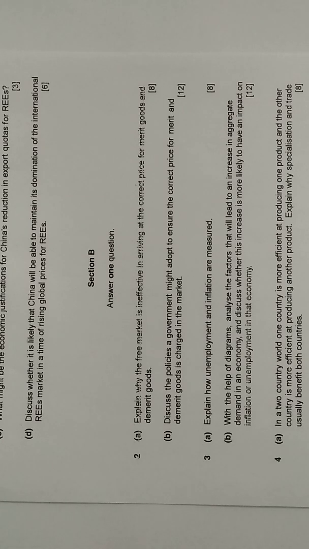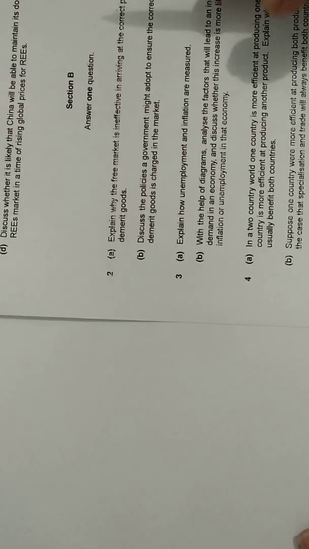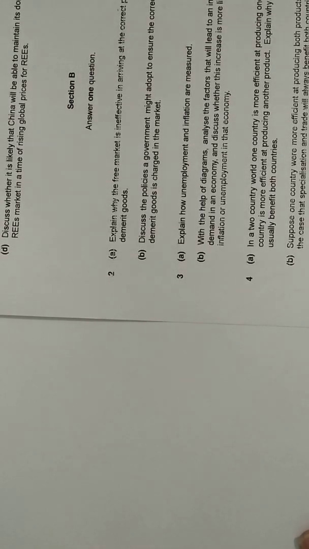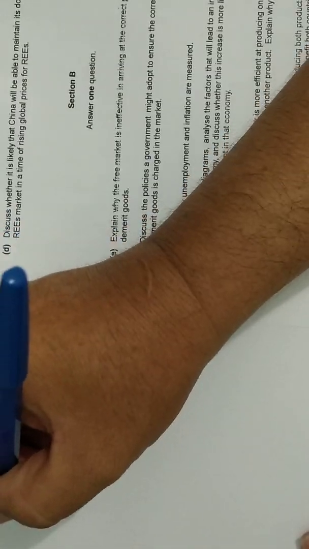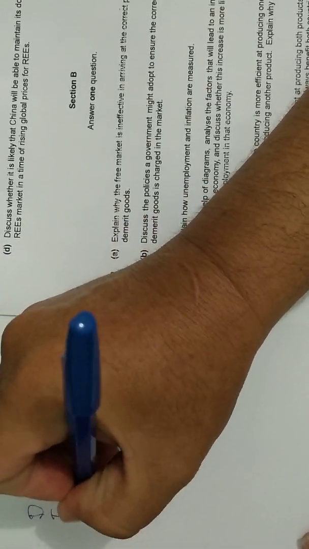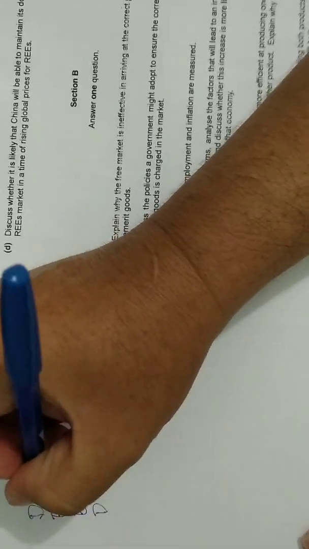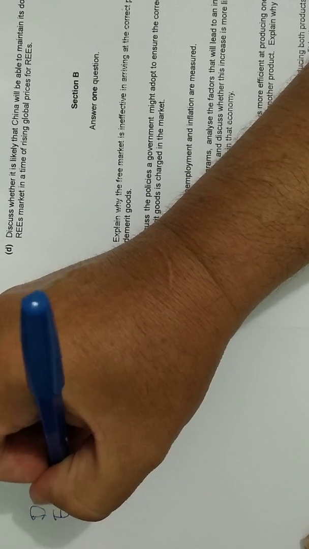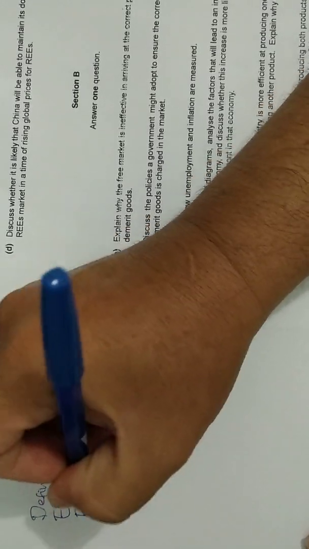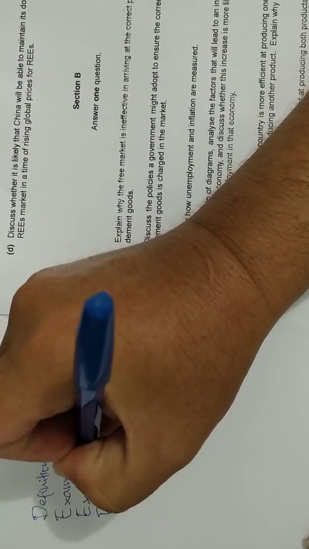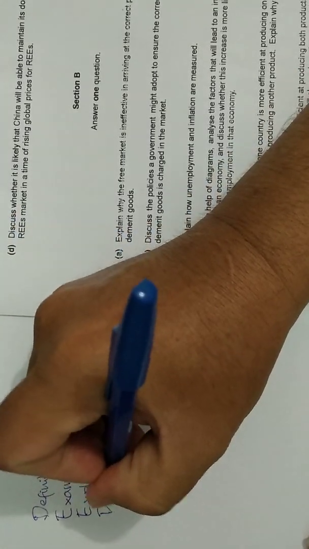Okay, since this is an 8 marks question, do you remember how to answer an 8 marks question? Correct. We will be using the DEED: D, E, E, and D. Definition, examples, explanation, and diagram.